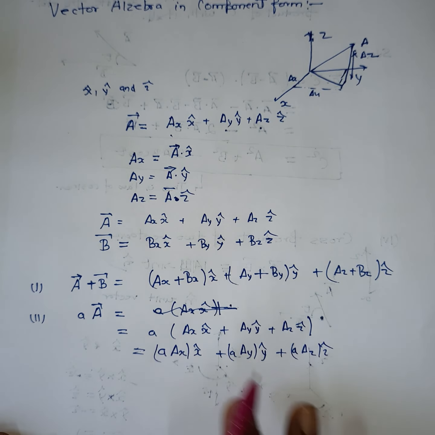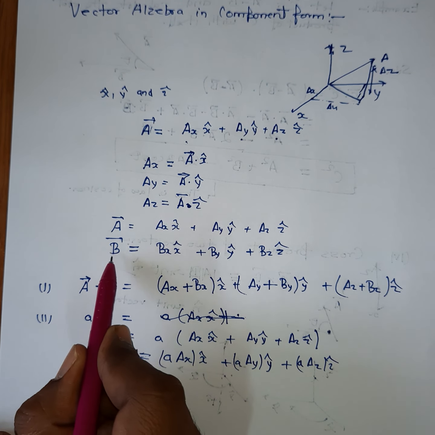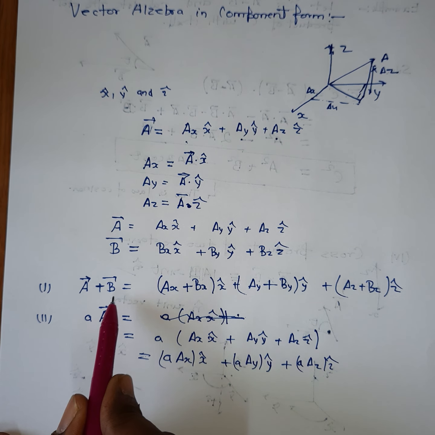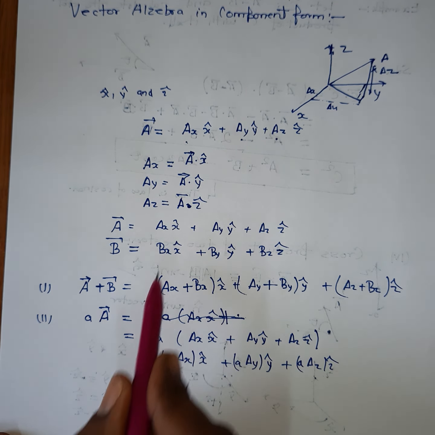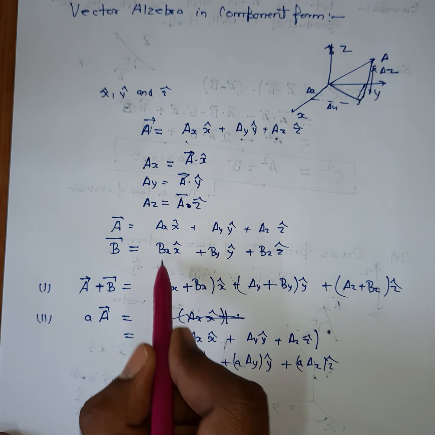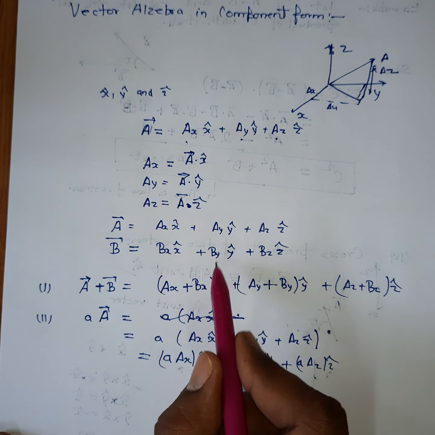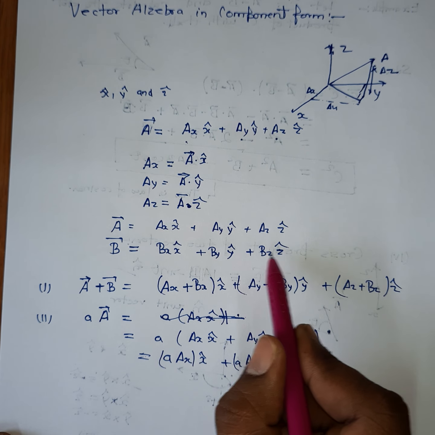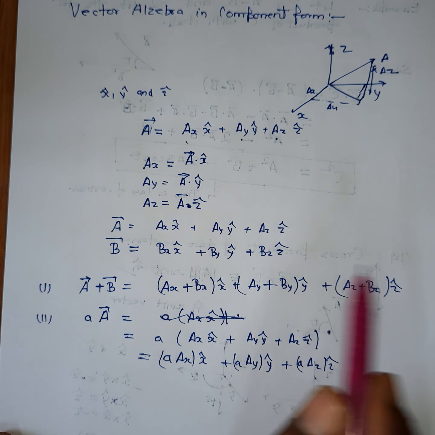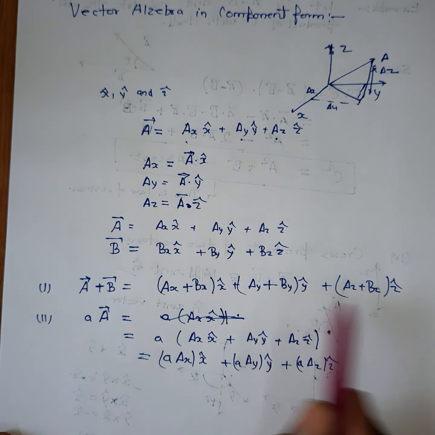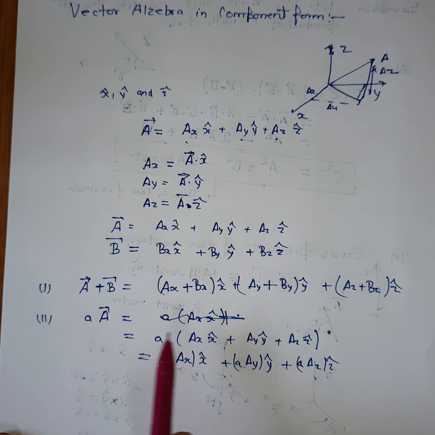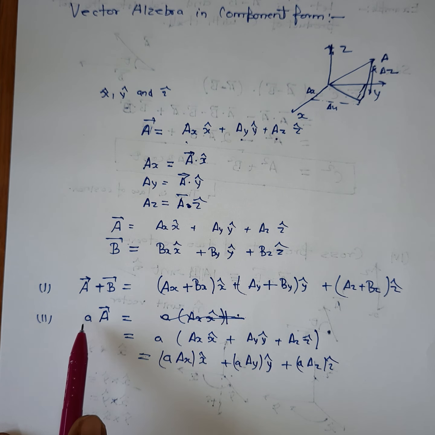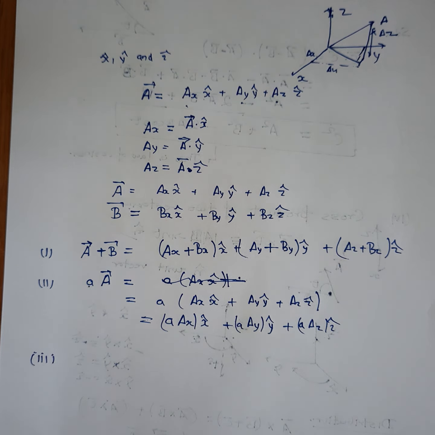So we can see here that if there are two vectors a and b, then to add the vectors you need to add like components, meaning ax and bx are similar components, ay and by are similar components, az and bz are similar components as they are along the same unit vector. So you just add the like components, but if you want a scalar you need to multiply this scalar with all the components.